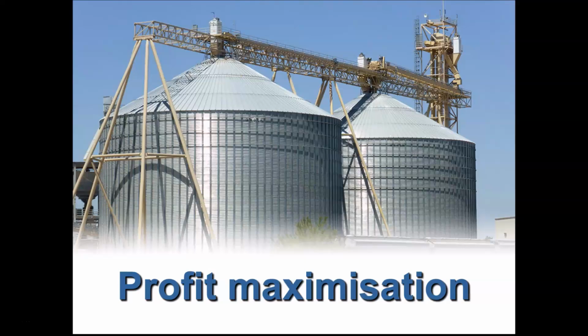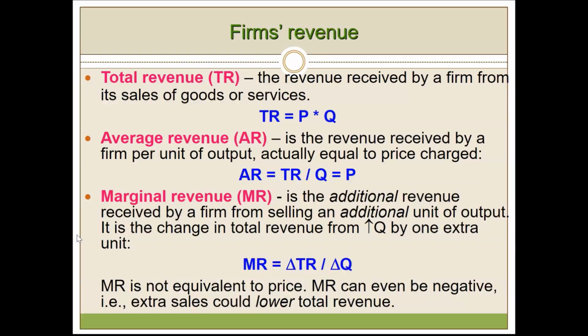Hello everyone! Today we continue with our topic on profit maximization. At the previous lecture, we've learned different formulas for revenue, for total revenue as a product of price and quantity, for average revenue, and we've learned that average revenue is in fact just the price of the product, and marginal revenue, which shows how total revenue changes when we increase output by 1 unit.